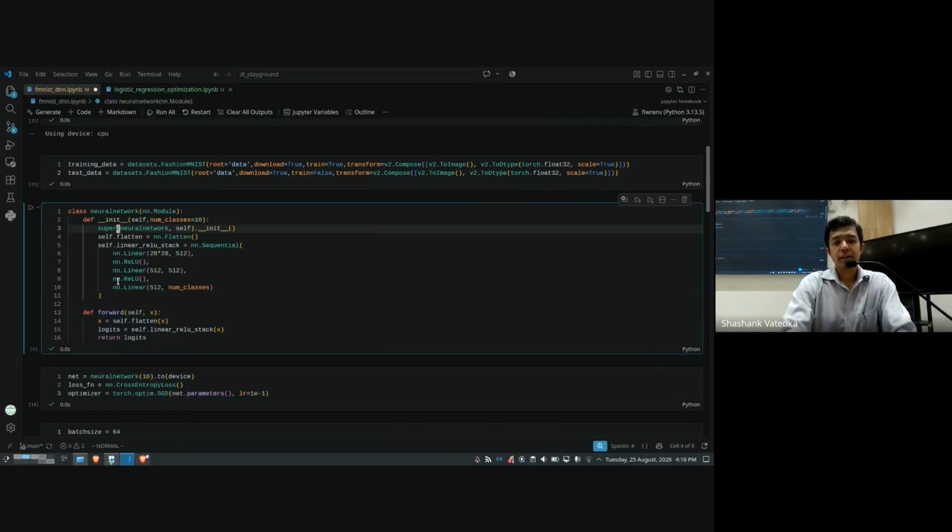The class neural network consists of two parts. First is the definition of the architecture, what pieces put together form the neural network, and another function which tells you what to do. This basically says that given an input x, you first flatten it, which is, if you have a 2D vector, you convert that to a 1D vector, and then apply this self dot linear ReLU stack, which means just apply these in sequence and then return the output.